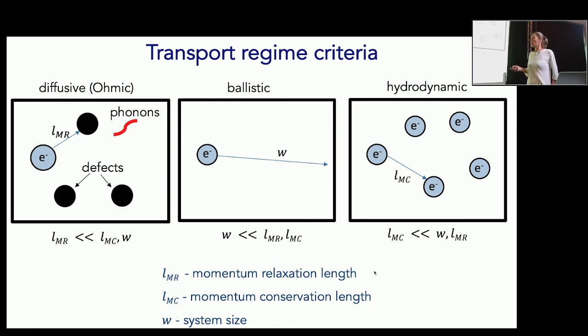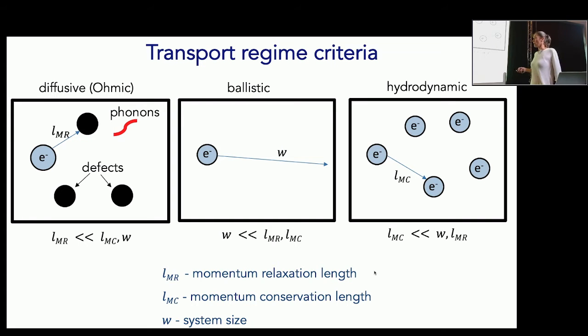And this phonon and impurity scattering can be characterized by L_MR, which is the momentum relaxing length, because they relax the momentum of the electronic system. In this case, L_MR is smaller than the width of the system or any momentum conserving scattering events, such as electron-electron scattering. In the ballistic regime, which is typically seen in very clean materials, such as graphene or gallium arsenide 2DEGs, at low temperature, electrons whiz through the device and scatter off the boundaries of the system before scattering off of anything else, kind of acting like billiard balls.